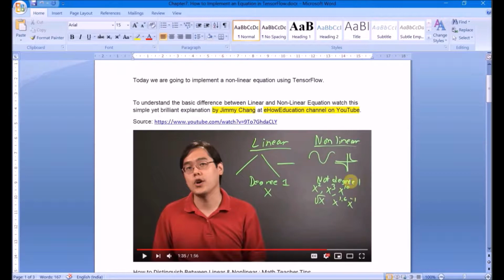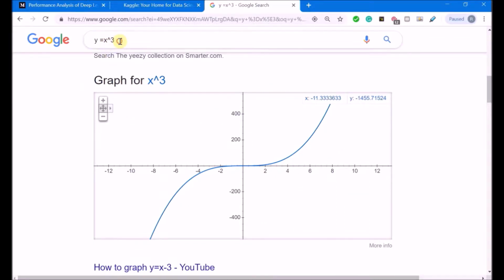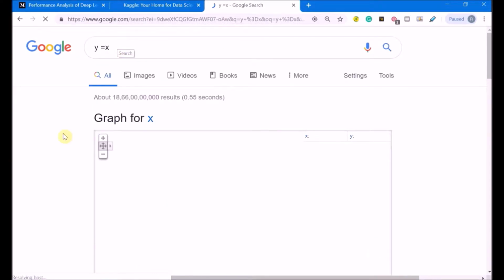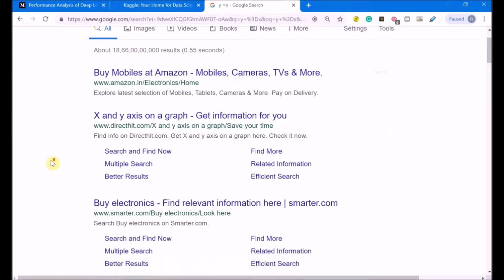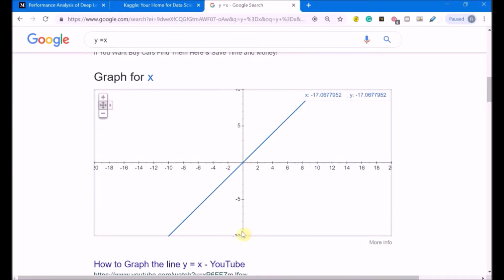Let's see how these graphs are generated. To get started with, I'll show you the graph of y is equal to x. And as you can see, it's a straight line. Whatever value of y, same value of x. You can see the values here. Whatever is the value of y, for minus, it's minus.